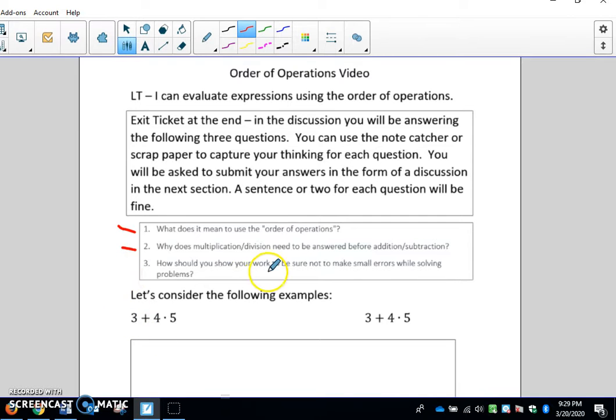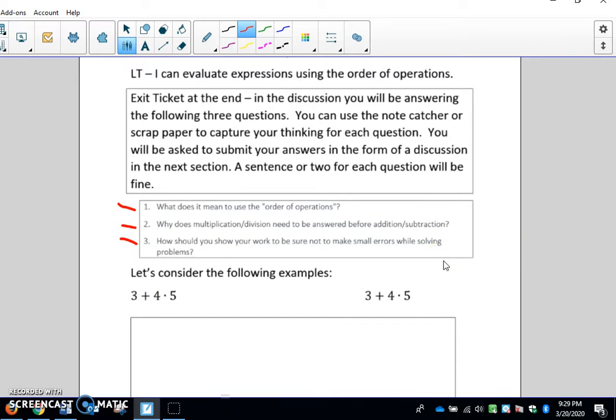So that's one of the things I really want you to listen for. Why is it true that multiplication and division come before addition and subtraction? And then lastly, how should you show your work to make sure that you do not make small errors while solving these problems? Something to also think about as we answer.